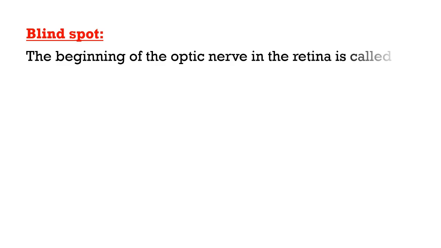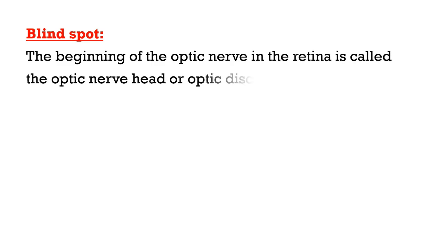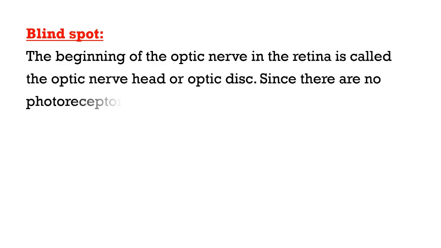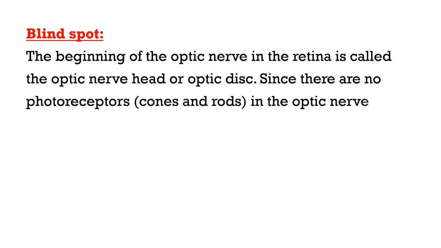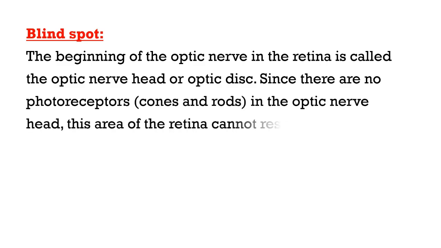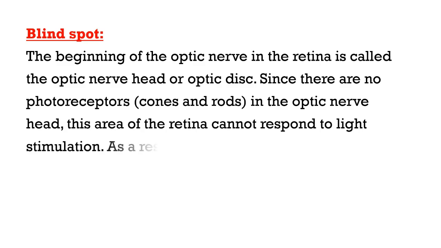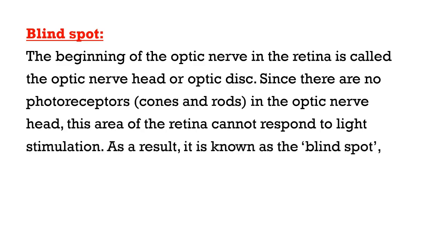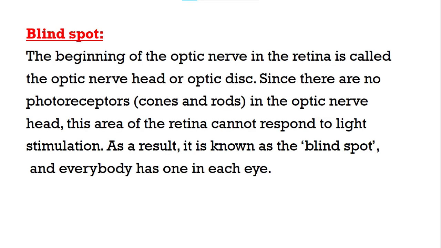Blind spot. The beginning of the optic nerve in the retina is called the optic nerve head or optic disc. Since there are no photoreceptors, cones and rods, in the optic nerve head, this area of the retina cannot respond to light stimulation. As a result, it is known as the blind spot, and everybody has one in each eye.